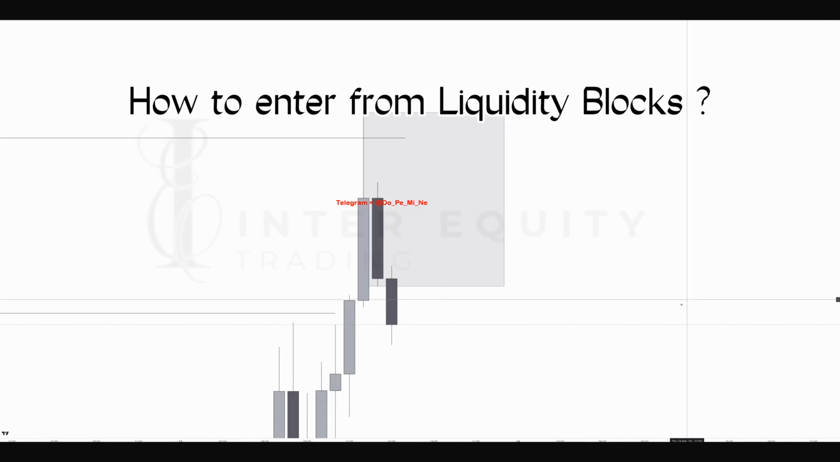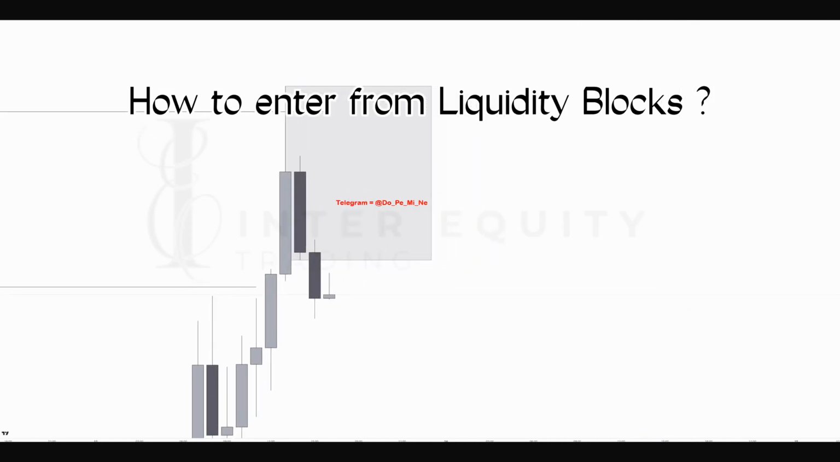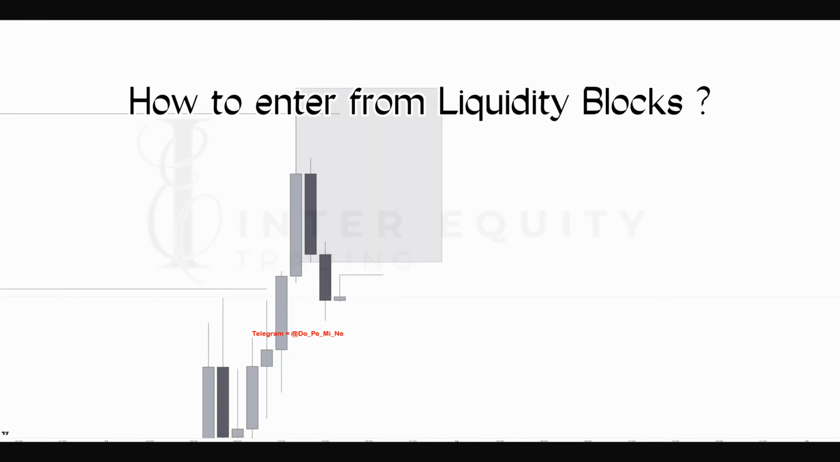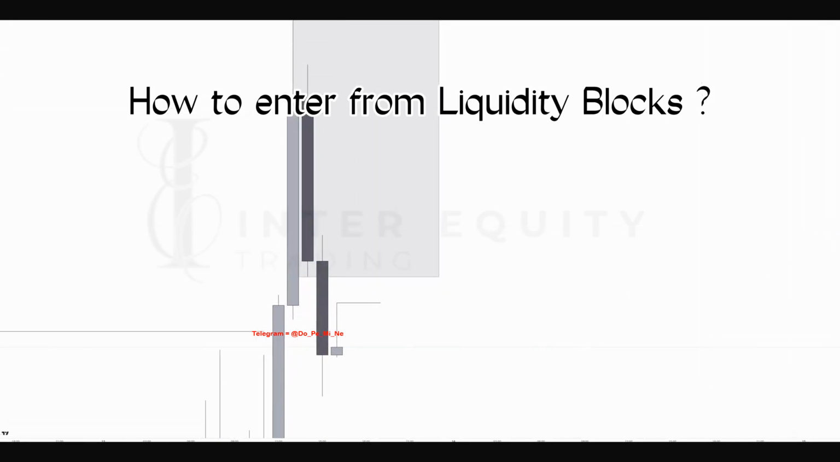Number one being the imbalance, when the market comes into the imbalance. Number two is 50% of that imbalance, so 50% will be somewhere here. And then number three is the touch of this candle, so the touch of that liquidity block.